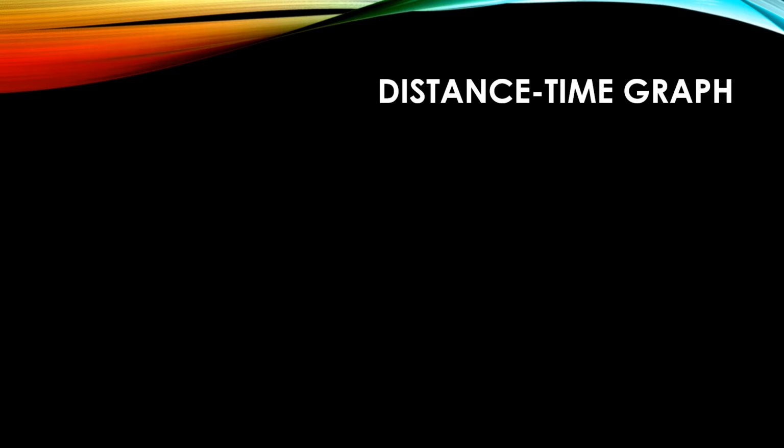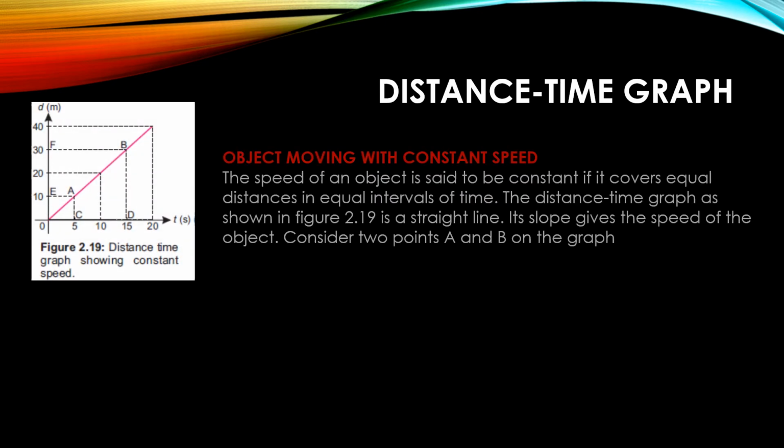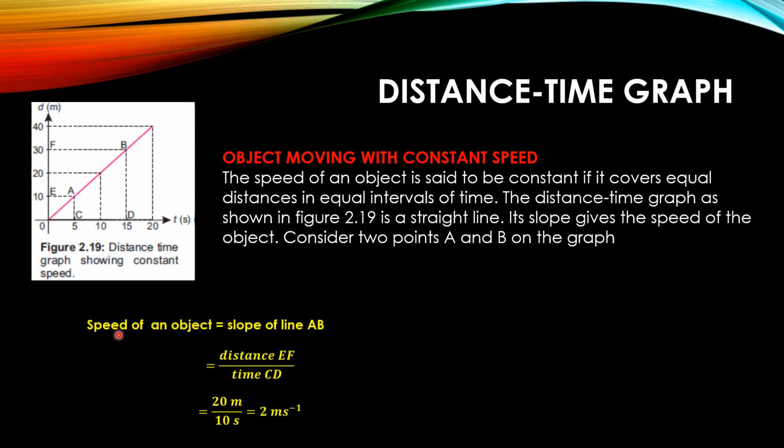Now again we will discuss the distance time graph, but this time for an object moving with a constant speed. The speed of an object is said to be constant if it covers equal distances in equal intervals of time. The distance time graph shown in the figure is a straight line. Its slope gives the speed of the object. Consider 2 points A and B on the graph, and with the help of the slope between those points, we can find out the speed of the object.